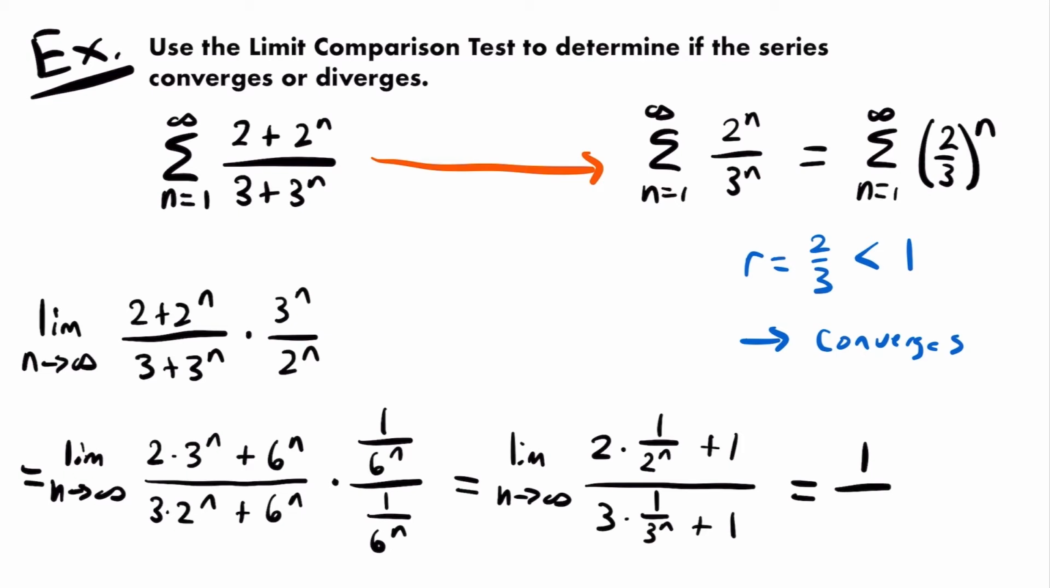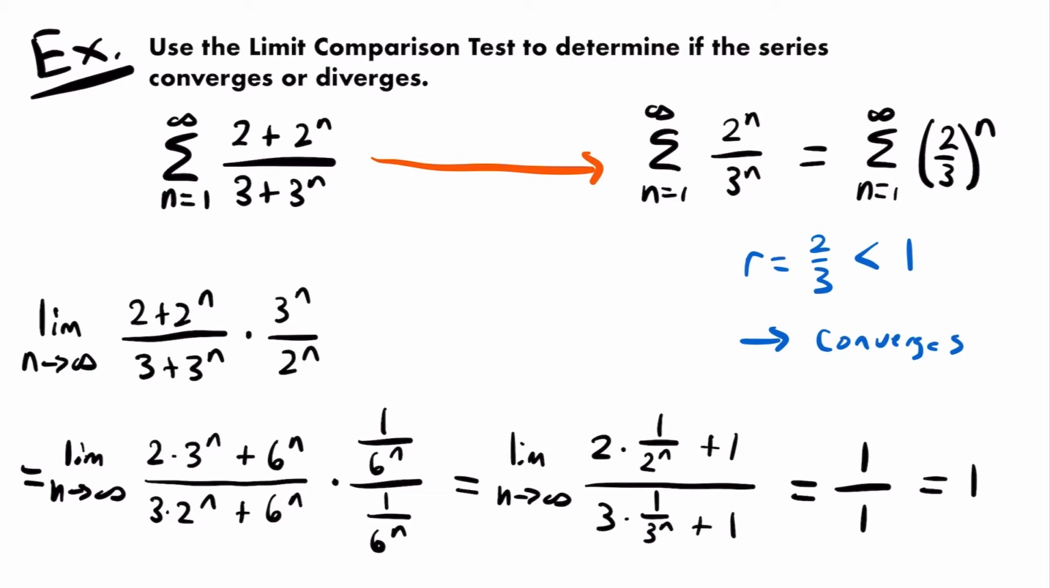And then in the denominator, we have 3 times 1 divided by 3 to the power of n. This is very similar to what we have up here. As n approaches infinity, this 3 to the power of n is going to get larger and larger. And so 1 divided by an increasing value is going to approach 0. So we have 3 times 0, which is 0, plus 1. And so our denominator is just 1. And so this limit is equal to 1.